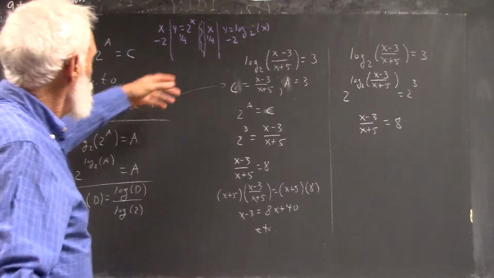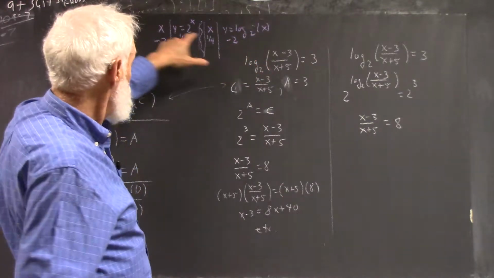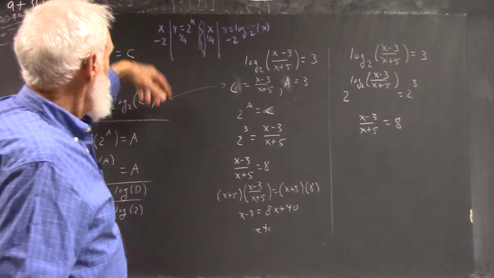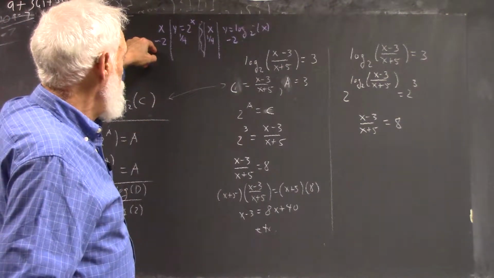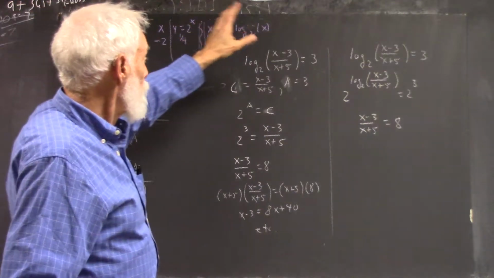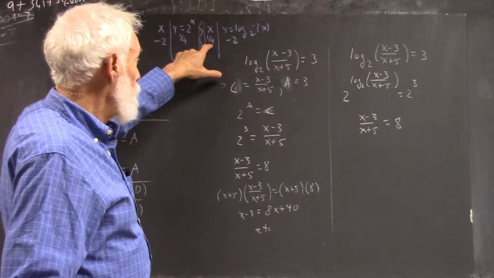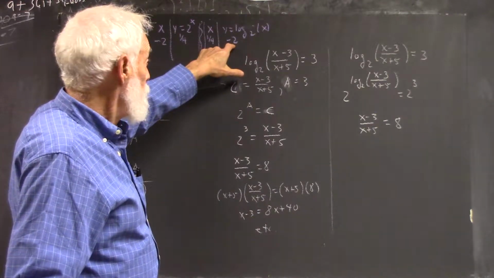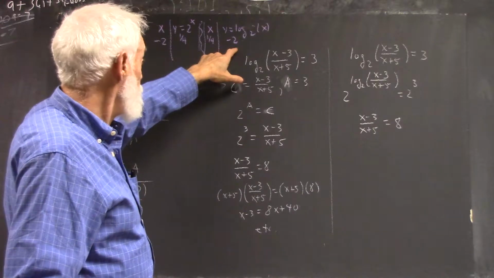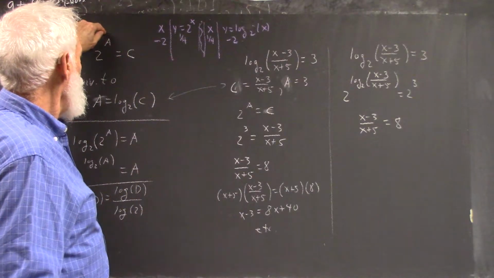Okay, recall how we get the table for log base 2 of x. We start with the table for 2 to the x. So that, for example, if x equals -2 and y equals 2 to the x is 1/4, on the table for the log function, columns reverse. So if x is 1/4, y equals log base 2 of x, which would be log base 2 of 1/4, is -2.